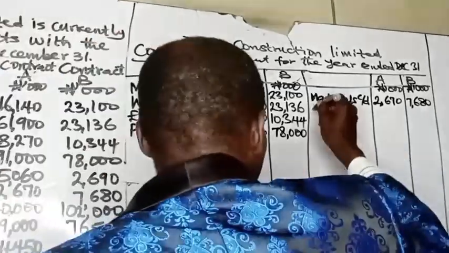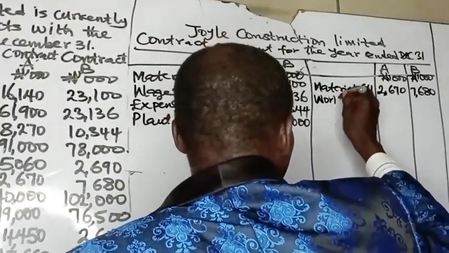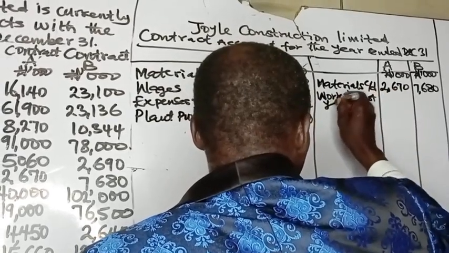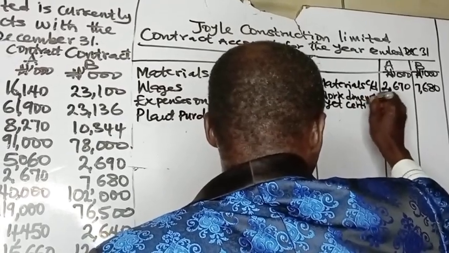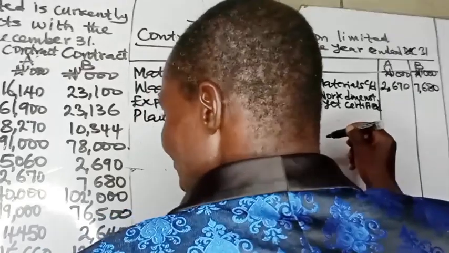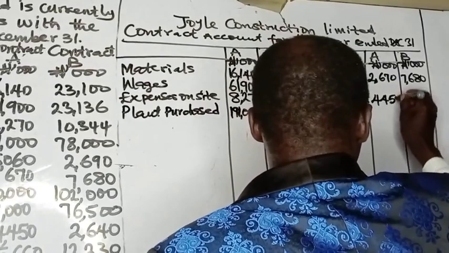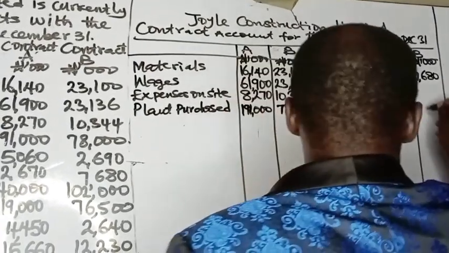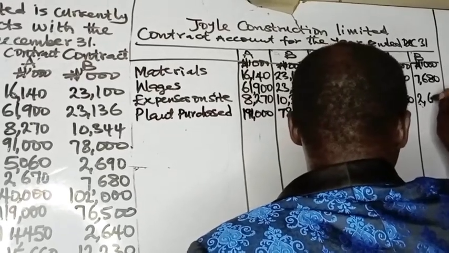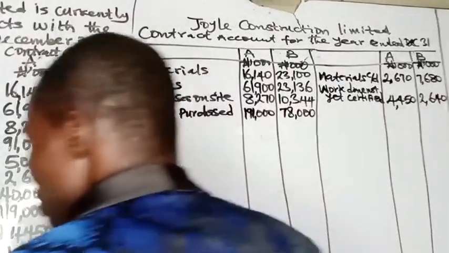Work done not yet certified. That amounted to 4,450 for contract A, 2,640 for contract B. Back to the question.